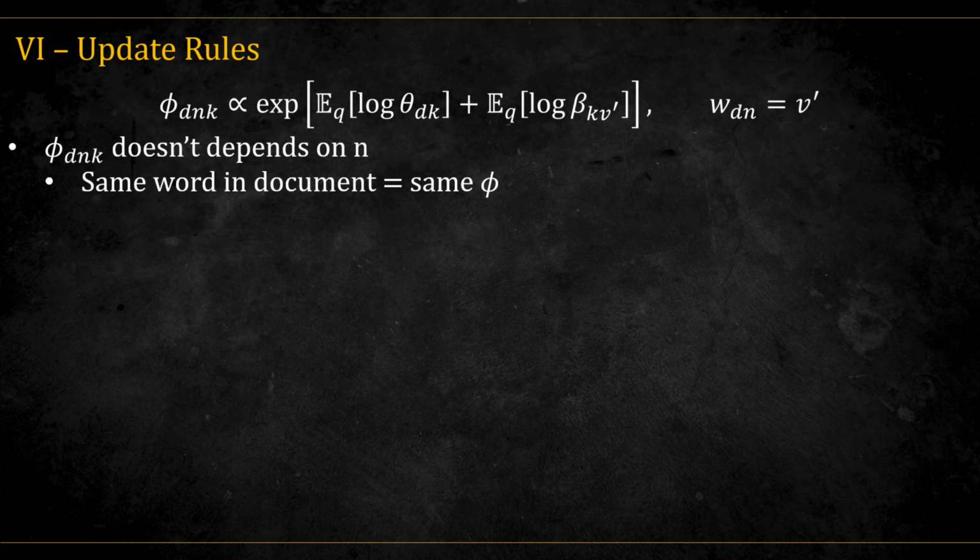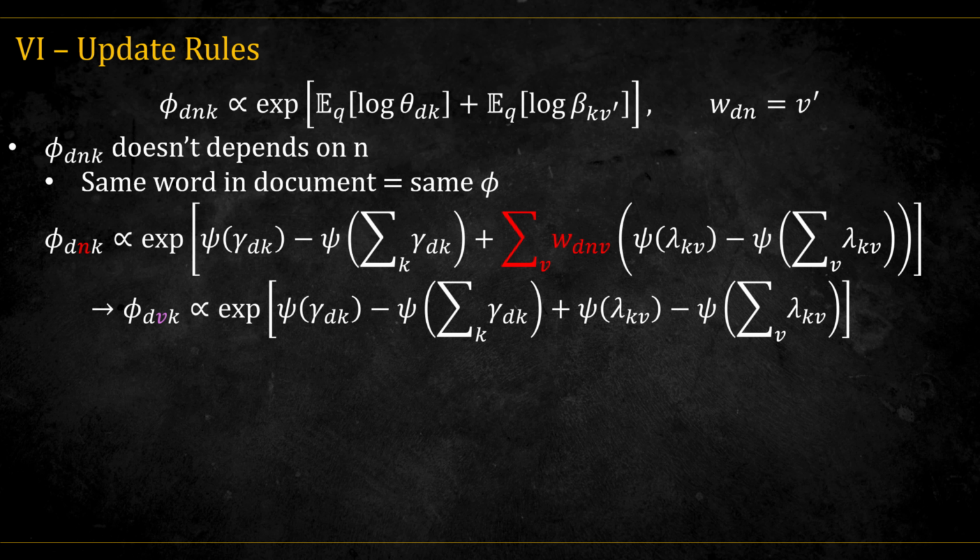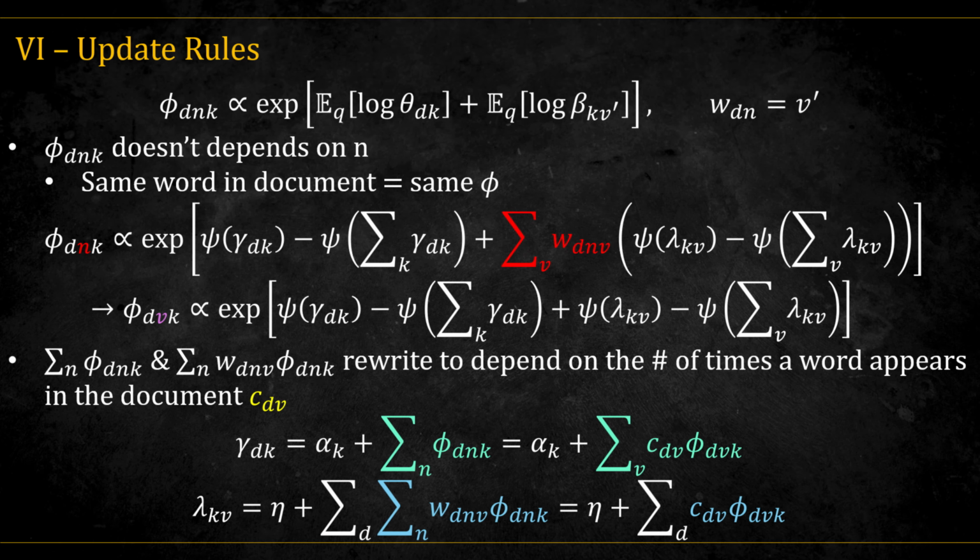Notice that the phis don't really depend on n, but rather on the specific word v prime associated with that n. This is due to our bag of words assumption. We don't care about the ordering of words. So the same word in a document will have the same phi. We can write the phis instead of depending on the n's to depend on the v's, and then we get rid of the sum over v here. But also for the gamma and lambda updates, notice that the sums of phis can be written to only depend on the count of the number of times a word v appeared in a certain document, which we can denote by c of dv. So we can rewrite the gamma updates as follows.